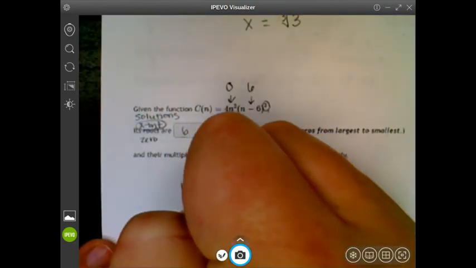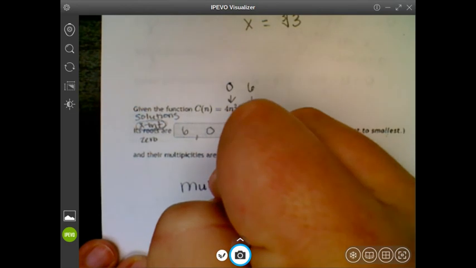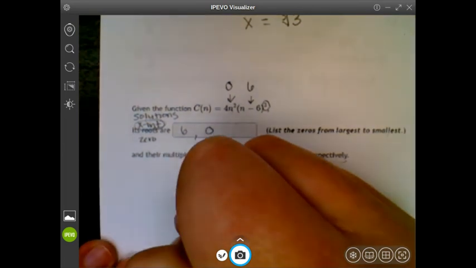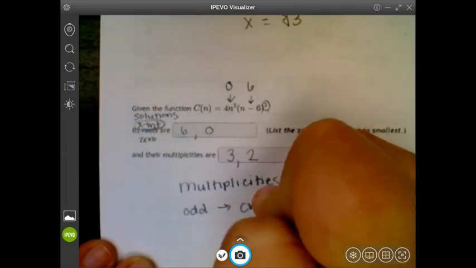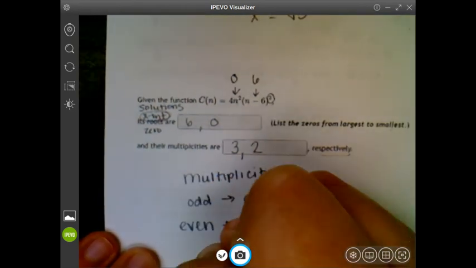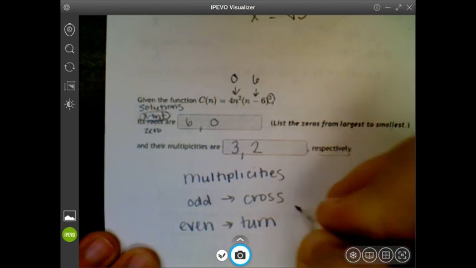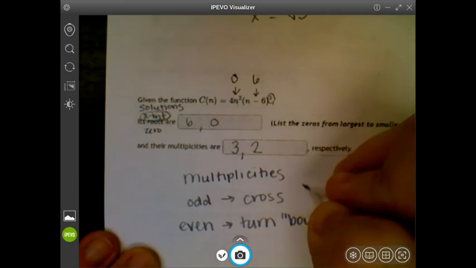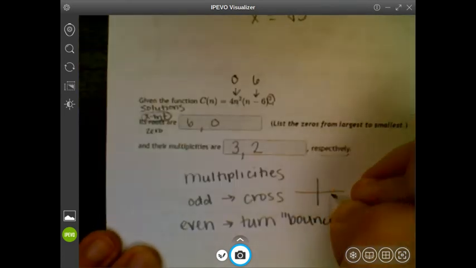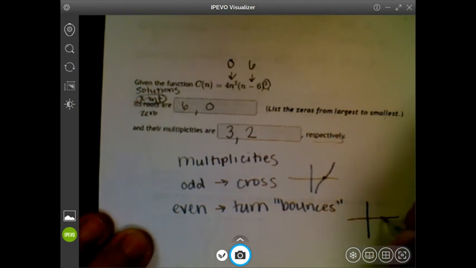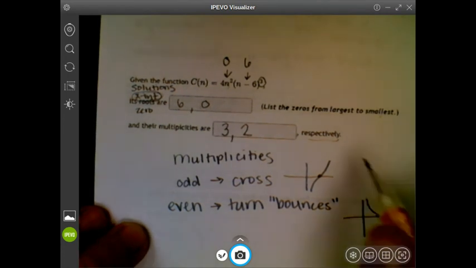In terms of multiplicities, this is going to be something you'll definitely want to have written down. If it's an odd multiplicity, it's going to cross the x-axis. If it's an even multiplicity, it's going to turn when it hits the x-axis, or what I like to say is it bounces off. So these zeros, if you're looking at a graph, they're going to cross through. If you're looking at an even one, your graph is going to come down, hit it, and bounce off. So it's not going to go through that 0.